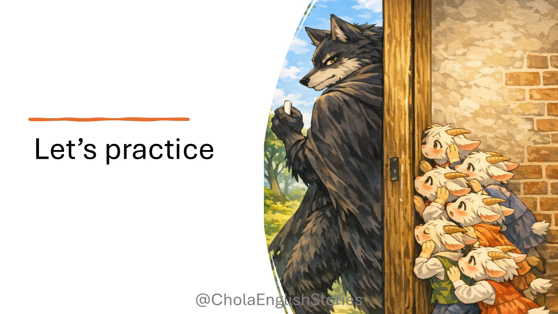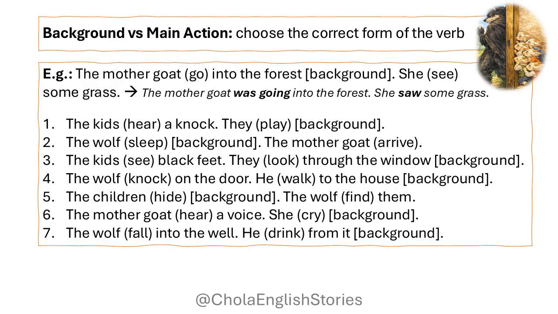Now let's practice. You have 3 exercises to complete with the answers as well. For your first round of practice, we will be focusing on background action versus main action. Your job is to choose the correct form of the verb. For the sentences labeled background, change those into the past continuous. Then the other sentence will be changed into the past simple.